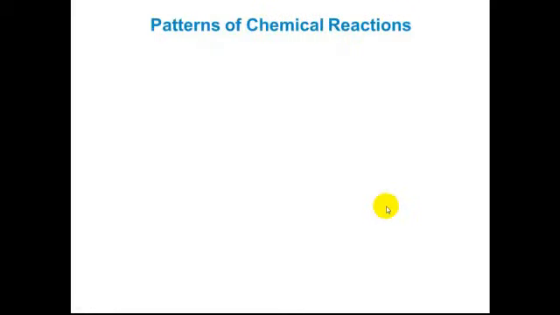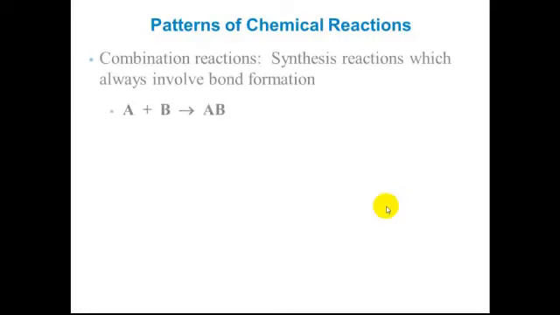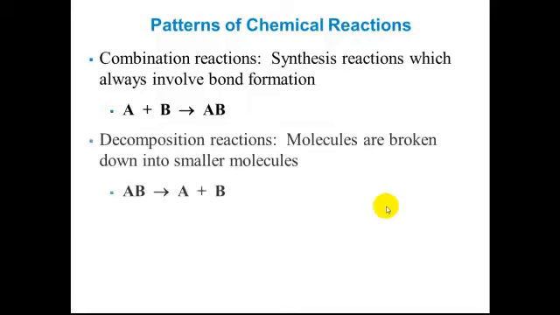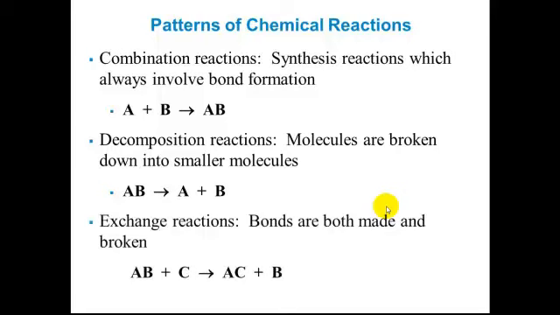Now, there are different ways that these chemical reactions can occur. We can have a combination in which 2 separate reactants form a new third product. We can have a decomposition in which 2 new products, A and B, are formed from an initial reactant that is broken. Or we can have an exchange. And really an exchange is a combination of a combination and a decomposition reaction occurring at the same time.